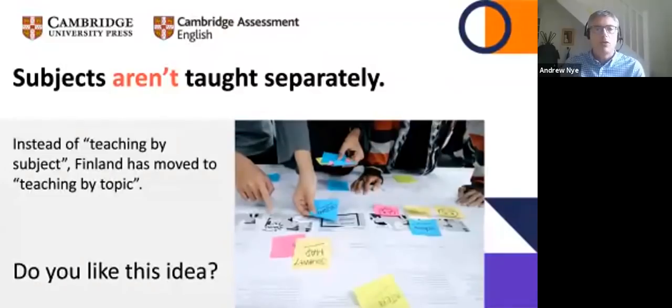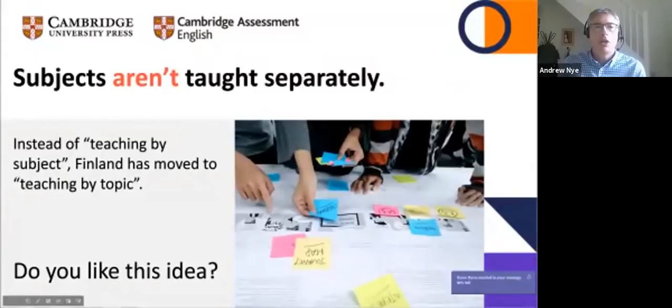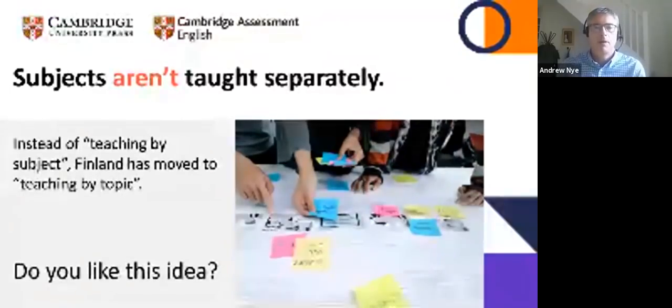So Natasha, if you could open the poll. So choose the option that you think about what they're doing in Finland. Great. Natasha, could you show us the results, please? Okay, so 75% like this idea, 10% don't like it, and 14% are not sure.